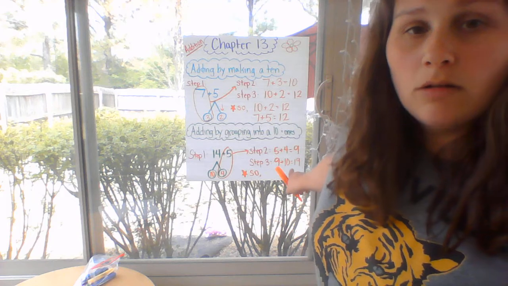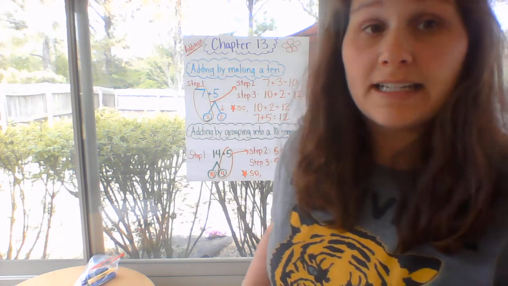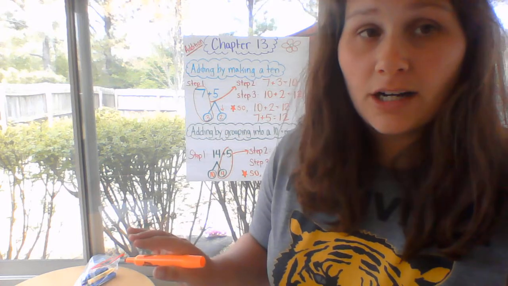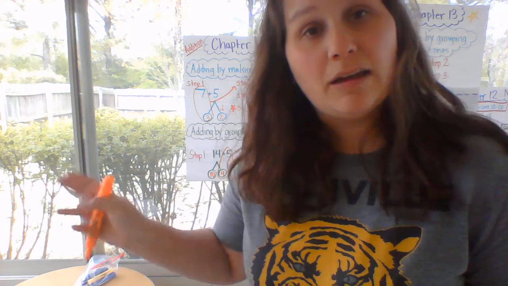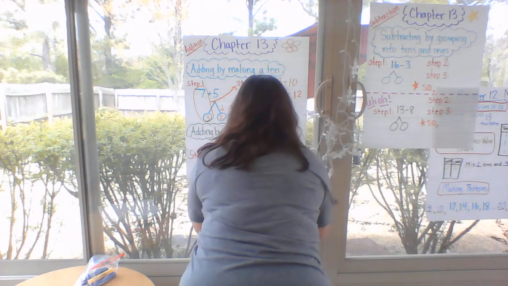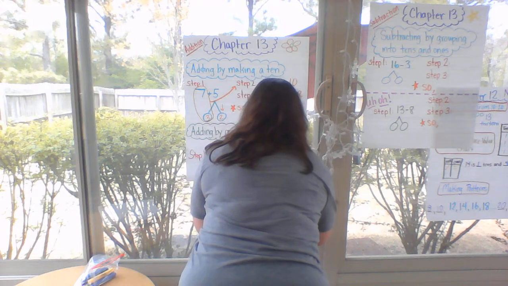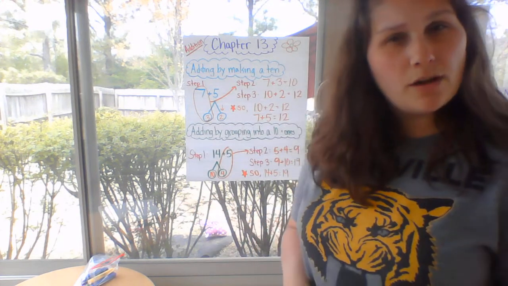So now, look, 9 and 10 equal 19. Much easier. So now I know that 14 and 5 equal 19. See? Do you remember those?